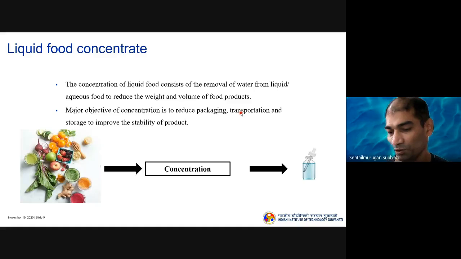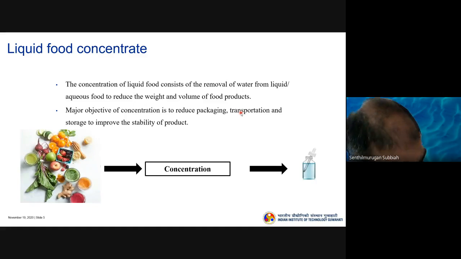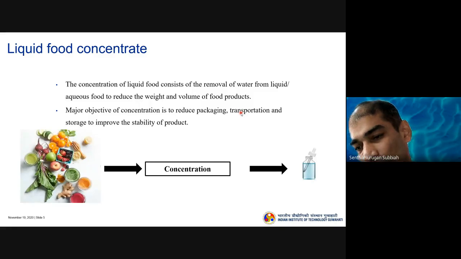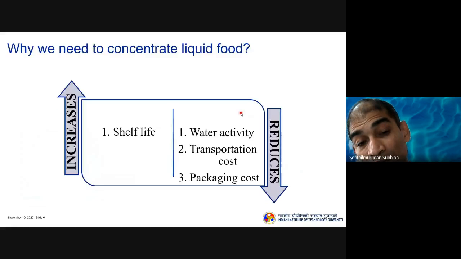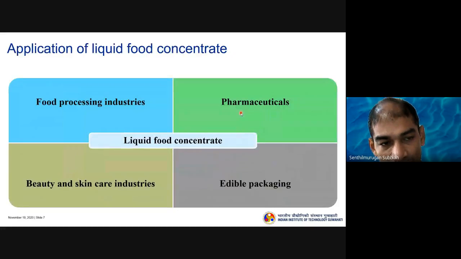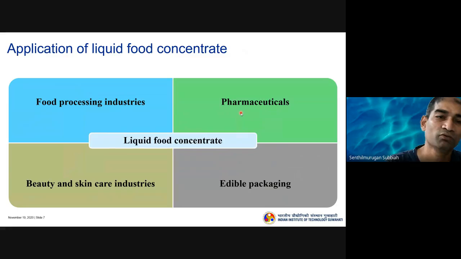And then storage. We need to keep some of them under sub-zero conditions. If you have more volume, then the latent heat and the sensible heat are going to be huge, so we need to remove a huge amount of heat. From that angle, concentration, transportation, storage and packing give huge benefits for the industries. Ultimately, that will increase the shelf life and reduce water activity, transportation cost, and packing cost.